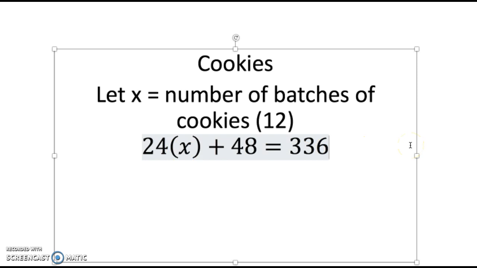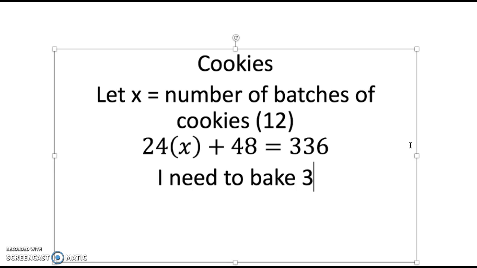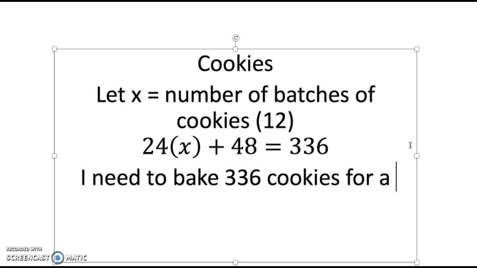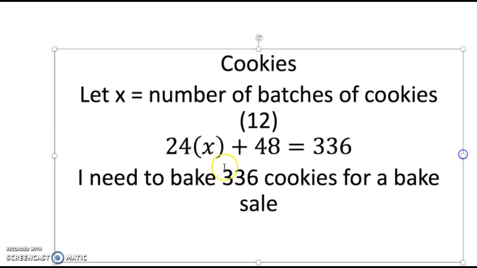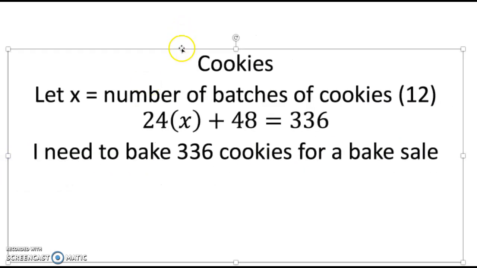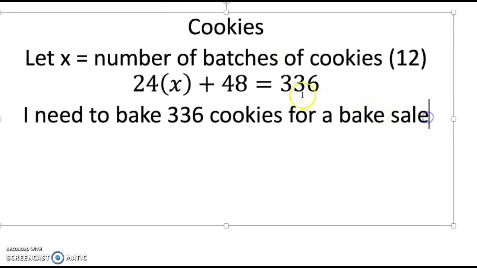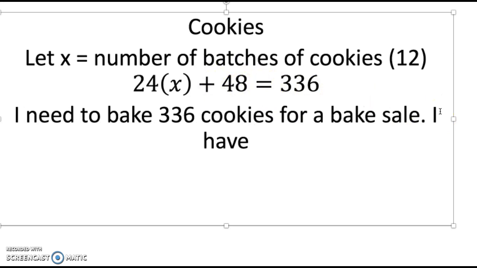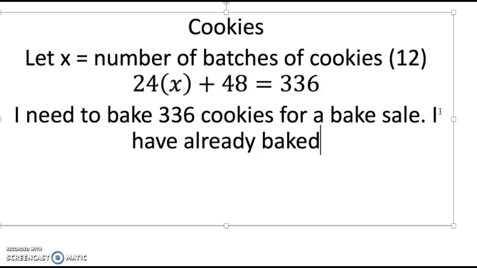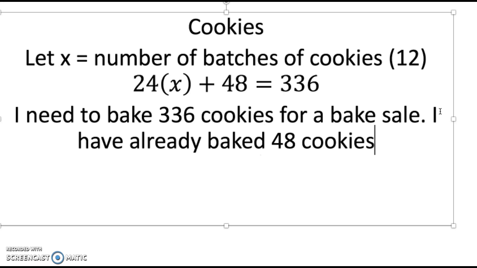So now I have to make a word problem to go with this. I'm going to say I need to bake 336 cookies for a bake sale. Give myself a little more room here. Okay, I need to bake 336 cookies for a bake sale. So I put in my total. Now I need to get in my other two numbers. How many cookies did I start with? I could say I have already baked 48 cookies.